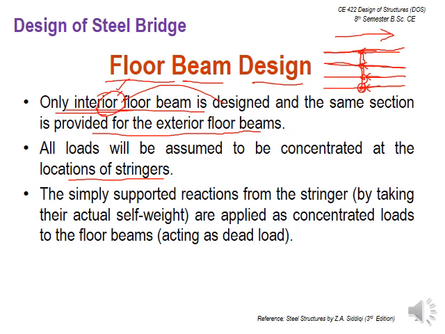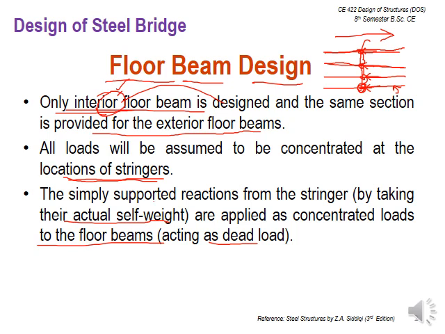For the slab, you have already considered the slab load to be acting on the stringer. So the stringer dead load and all of the loadings, the live load, truck loads and lane loads, are going to come on the floor beam through this contact point. These locations where the stringers are resting on the floor beam are very important for the design of the floor beam. The simply supported reactions from the stringers, by taking their actual self weights, are applied as concentrated loads to the floor beam, acting as a dead load. That's what I have told you.